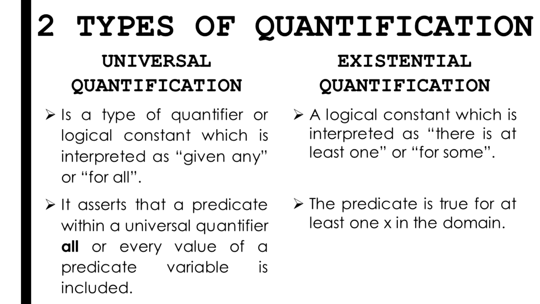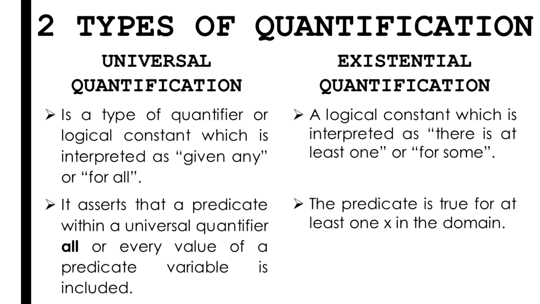The first is universal quantification. Universal quantification asserts that all or every value of the predicate variable that is referred to is included. It is interpreted as "given any" or "for all" and uses an inverted A as its symbol.